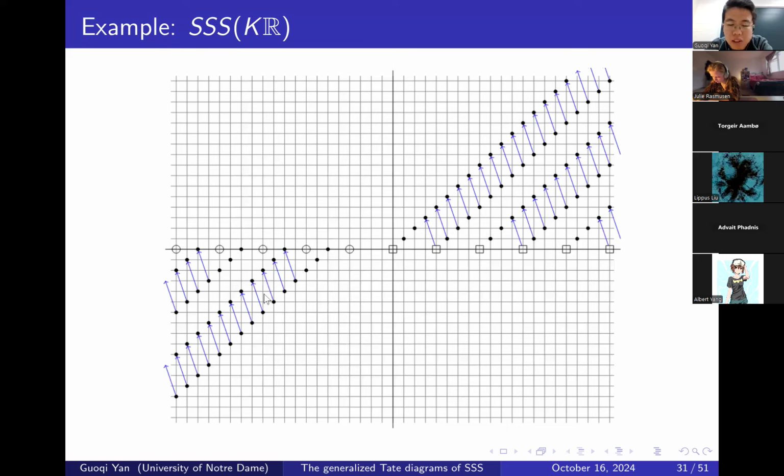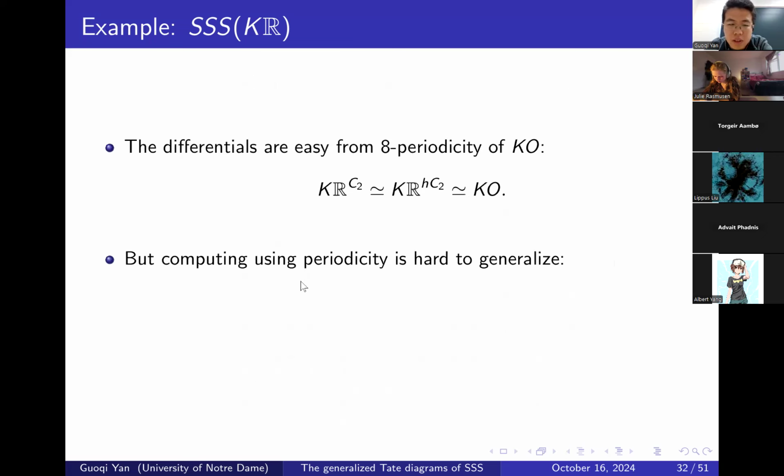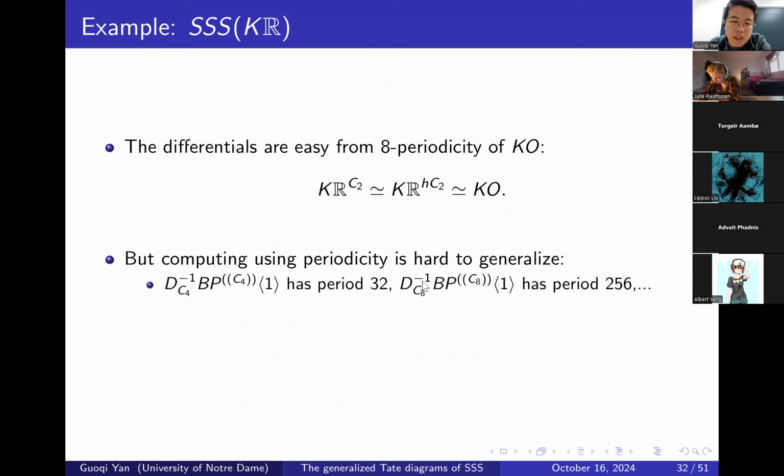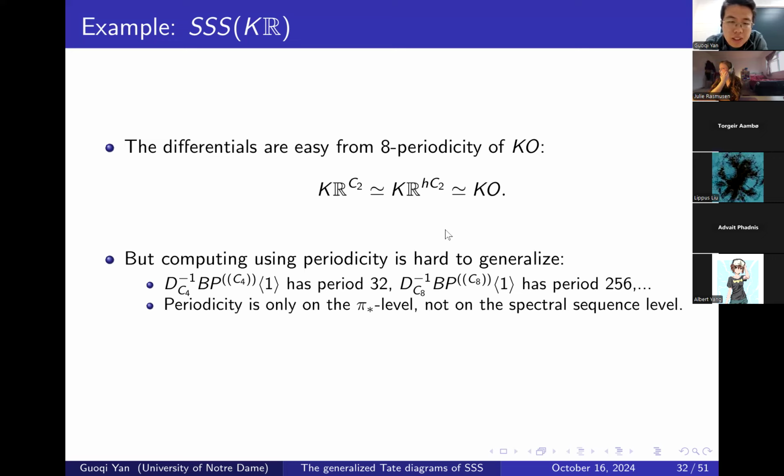And similarly, we can deduce the differential here. But the thing is, computing using periodicity is hard to generalize, because when we consider higher height theories, their periodicity becomes bigger and bigger. For example, D inverse BPC for 1 has a period of 32. And if we do a similar C8-equivariant spectrum, then it has period 256. So using periodicity is not the best way to understand it.